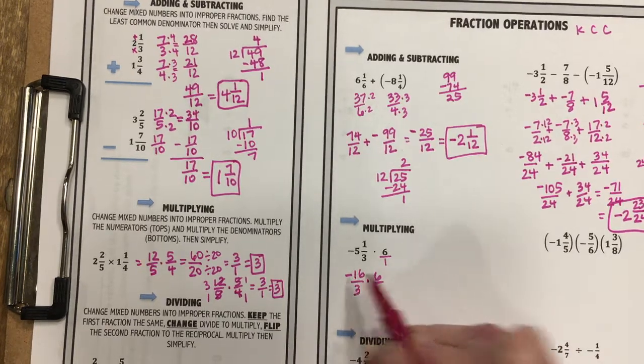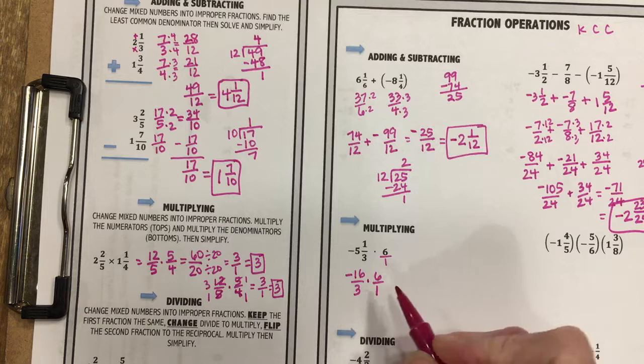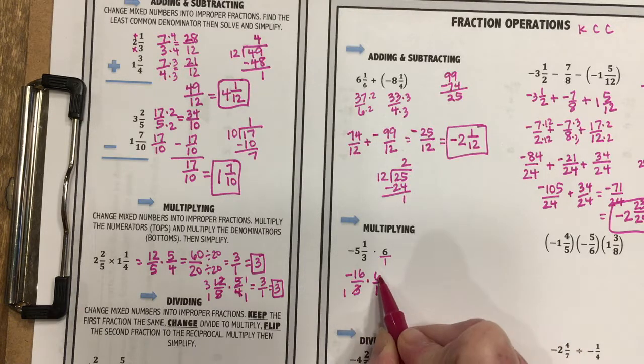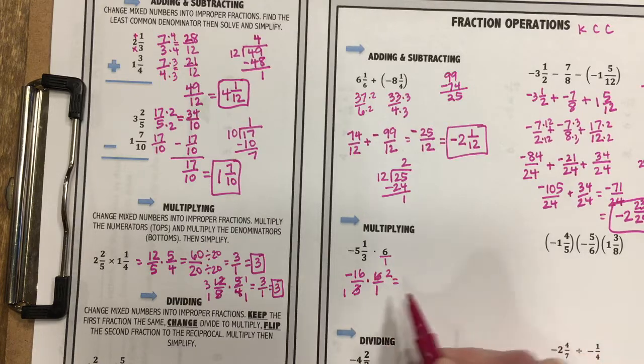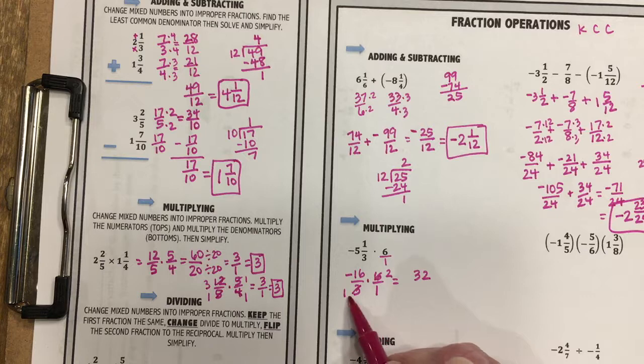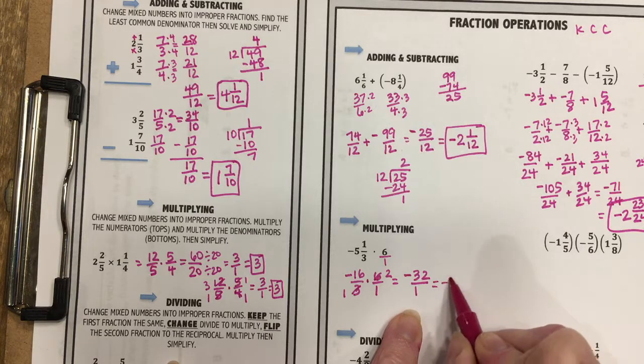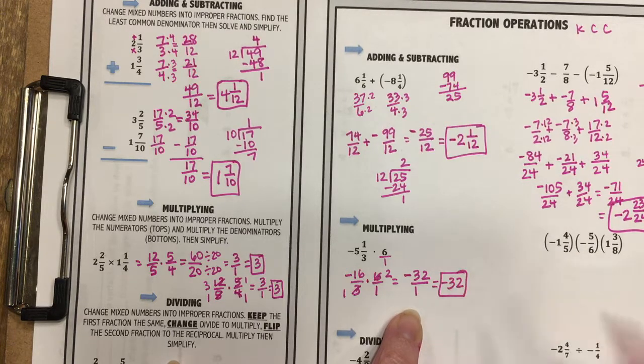I can't simplify 16 and 1, but I can simplify 3 and 6. Okay, these are both divisible by 3. 3 divided by 3 is 1. 6 divided by 3 is 2. All right, so now you do top times the top. 16 times 2 is 32. 1 times 1 is 1. And then a negative times a positive is negative. Anything over 1 is just the number, so negative 32 is my answer.